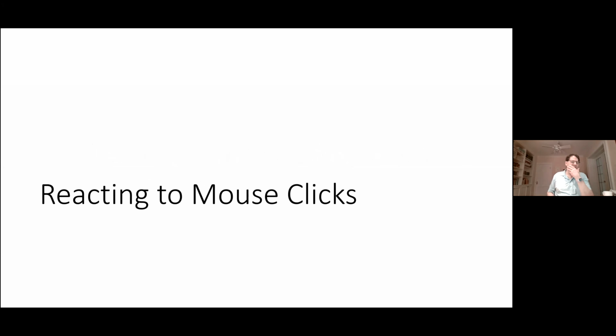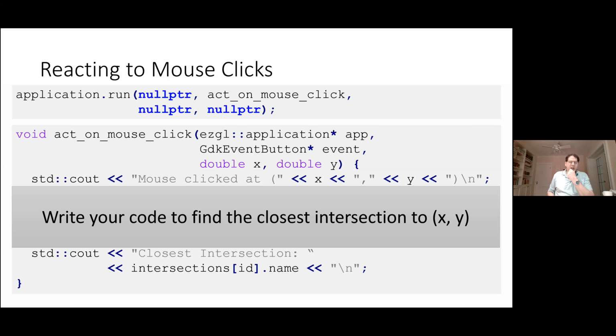So we're drawing fine. Now let's move on to reacting to mouse clicks. So far when we've been launching the EasyGL window, we've had a draw screen callback, but we haven't used any of these other callbacks. So now we're going to start using one of them. Three of them we're going to leave at null pointer, so don't do anything, but we're going to pass in act on mouse click.